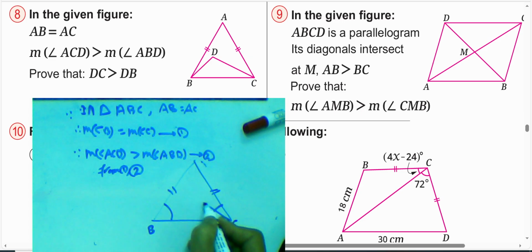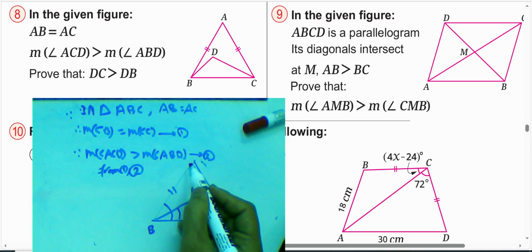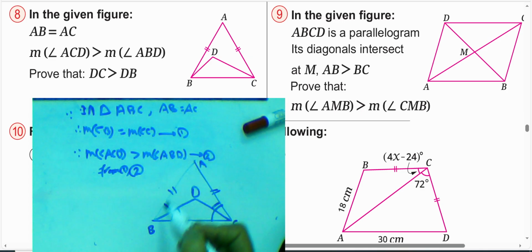I will draw like this, and I will tell you this angle is greater than this angle. Then the remainder here is less than the remainder here. Look, angle ACD is greater than angle ABD. Then the remainder about the first is less than the remainder about the second. Again, look at the inverse: this angle is greater than this angle, then this angle is less than this angle.